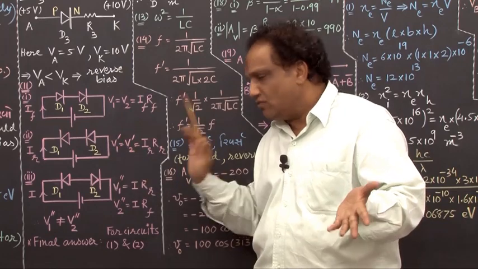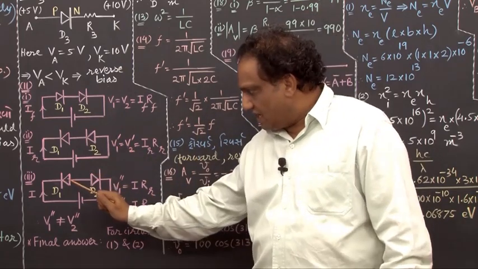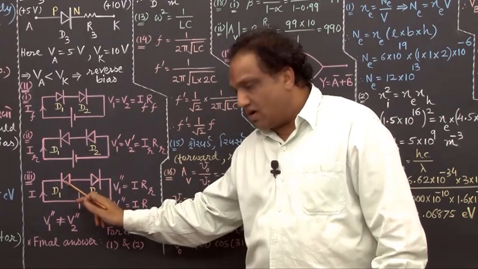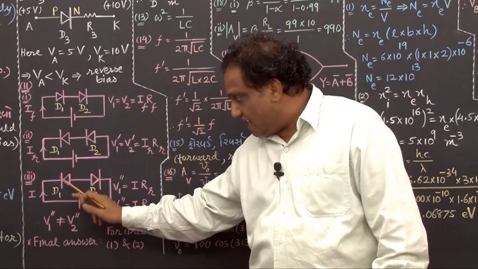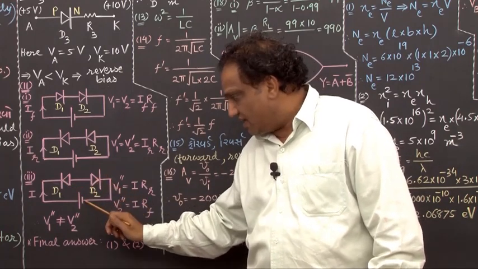V1 dash equals V2 dash, okay? And now in the third condition, they have given this sort of circuit. You can see the first diode is reverse biased because N is with positive, and the second diode is forward biased because N is with negative, okay?